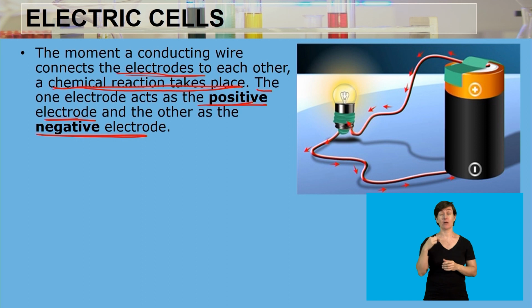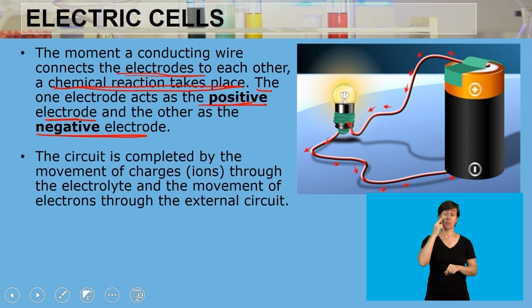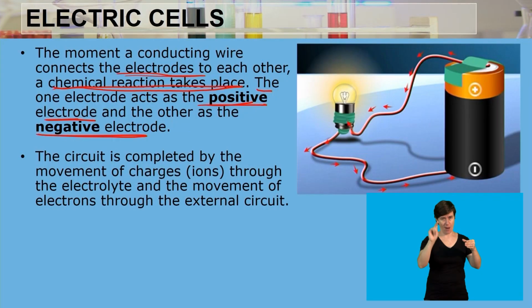And remember, those are usually made of metals, and those metals must always be dipped into a solution that is going to conduct electricity. That solution is called an electrolyte. So, the circuit is completed by the movement of charges, which are sometimes referred to as ions, through the electrolyte, the solution that is used to conduct electricity, and the movement of electrons through the external circuit. The charges move through the electrolyte, and the electrons move through the external circuit from one electrode through the wire to the other electrode.